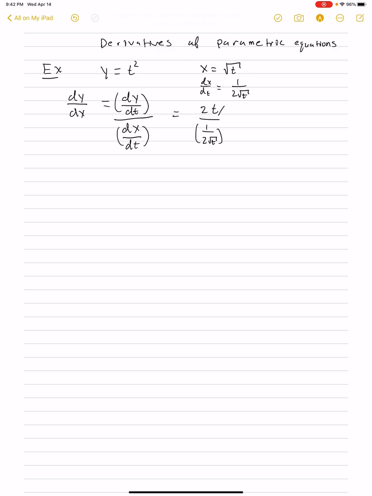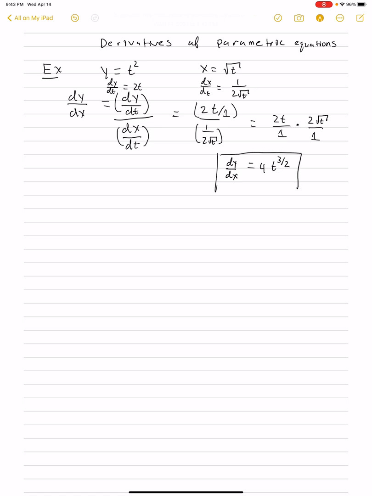And I need to simplify this. So keep in mind the numerator, I can divide it by 1. And I'm going to get 2t over 1. I'm going to flip and invert the denominator. This is going to be 2 root t over 1. This is going to be 4 times t to the 3/2 power. And just in case you're curious, dy/dt was 2t. Now that is dy/dx.